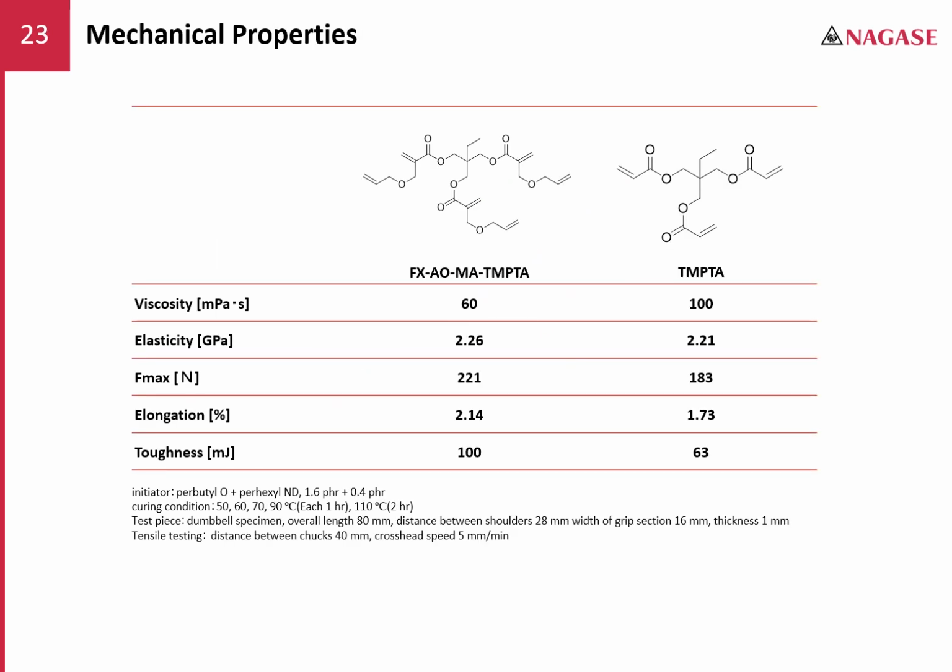How are the mechanical properties as you go to the higher molecular weight derivatives? Here's a comparison between a TMPTA-like AOMA derivative, called in the lab FXAOMA TMPTA, and TMPTA itself. We have viscosity, which is lower. The elasticity is close to the same. The Fmax, or the maximum stress or force before failure, is improved. You have an improvement in the elongation and an improvement in the toughness. So going to a very similar structure, but now based on AOMA, you're seeing an improvement in the viscosity and a corresponding improvement in the overall mechanical properties.